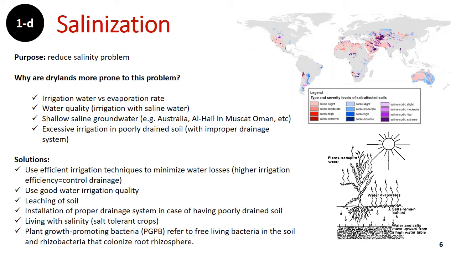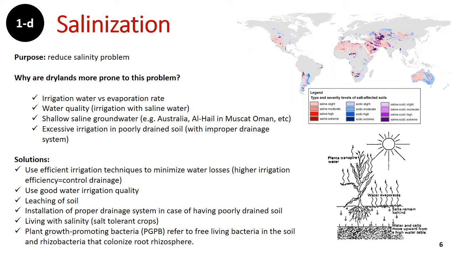Usually in dry lands, because of the limited water resources and because of the high evaporation rates, what happens, as you see in the picture, is that when you apply irrigation, it basically evaporates and the salt is left in the soil, and over time it will build up to a level that the plant cannot endure.